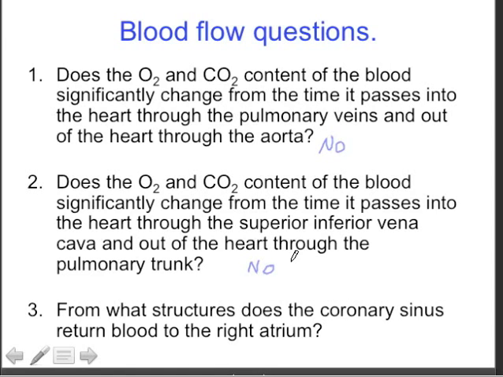Okay. The heart muscle, the organ, gets its oxygen from the coronary circulation, and that begins once the blood enters the aorta. Okay. From what structures does the coronary sinus return blood to the right atrium? And the answer is the heart muscle. Okay.